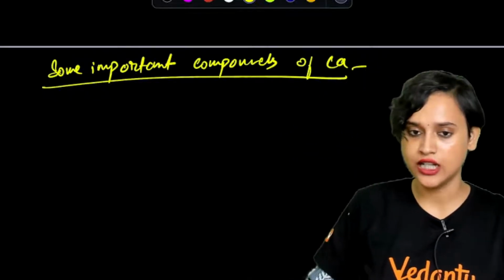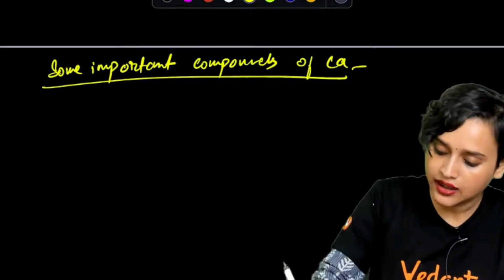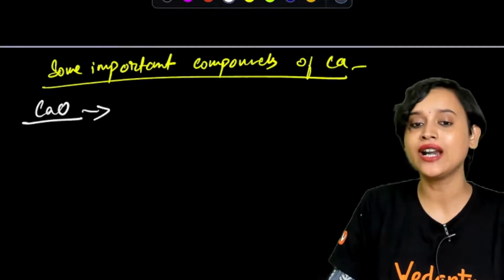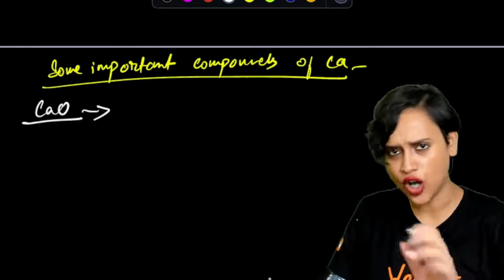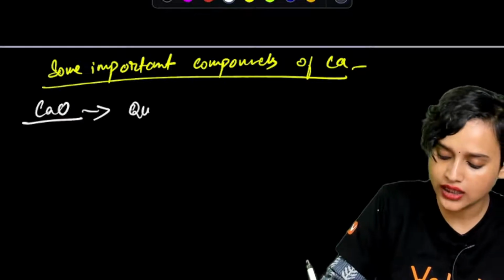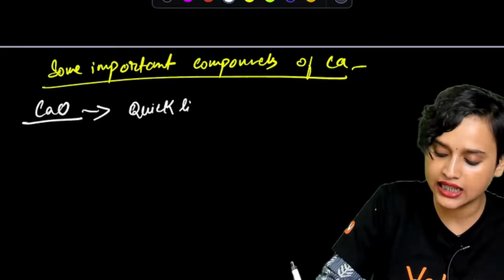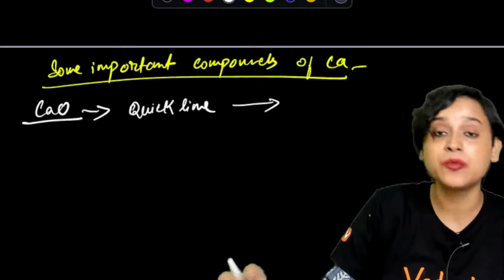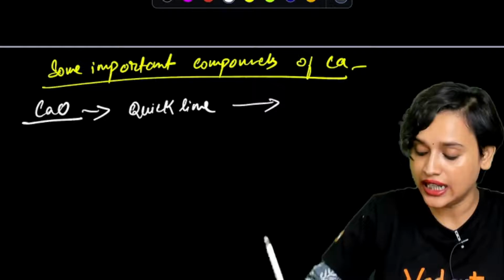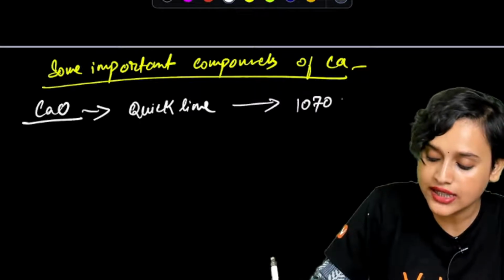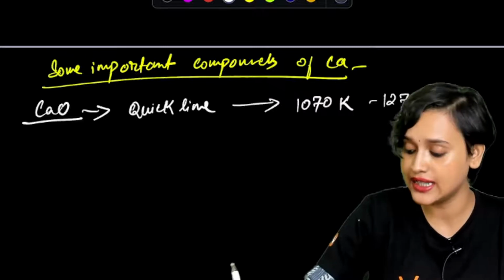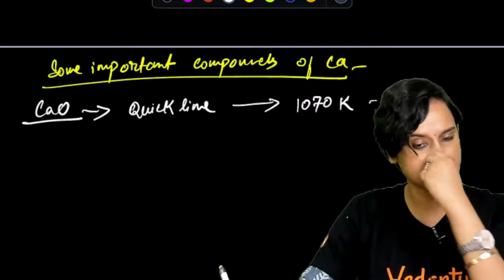Okay. Chalo, guys. Moving on. Now, let's learn about calcium oxide first. What do you call calcium oxide? Calcium oxide is called quicklime. This quicklime is prepared commercially at around 1070 Kelvin to about 1270 Kelvin in a rotatory kiln.